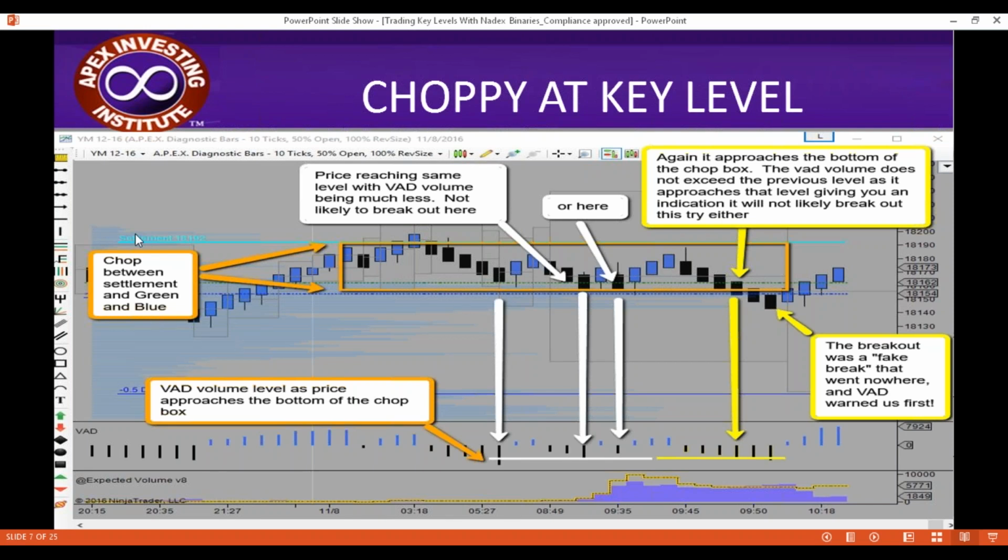So you see right here we've got settlement, and we've got what's called blue and green ice, which are volume levels. We see that the market came up into this level, and what it's doing, it's chopping between these two levels. It's just kind of bouncing.